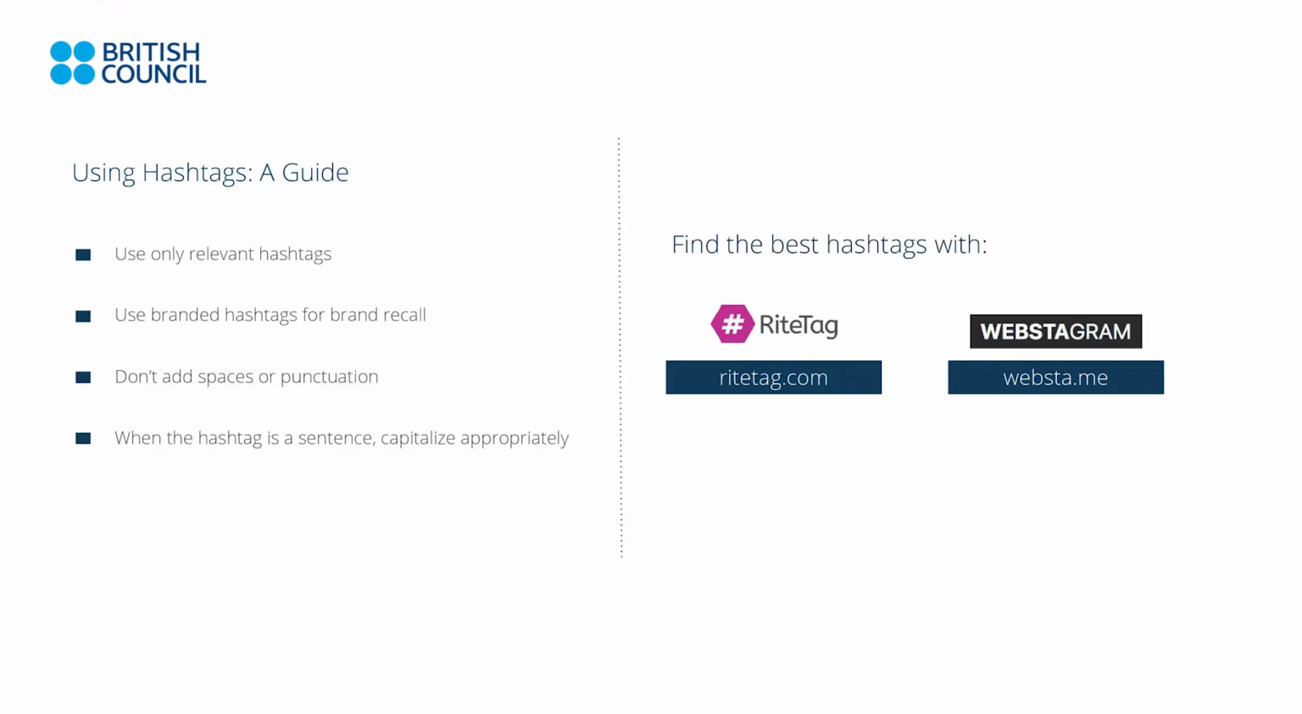And to find the best hashtags, there are some platforms that you can use, and the two most popular ones are RightTag and Webstagram. Now, there are so many of these platforms that you can find on the internet, but these are just the ones that we recommend, and you can take them for a spin. At RightTag.com, you will find different hashtags that you can use just by popping a certain word into the search bar there, and then you get ideas. Same for Webstagram.